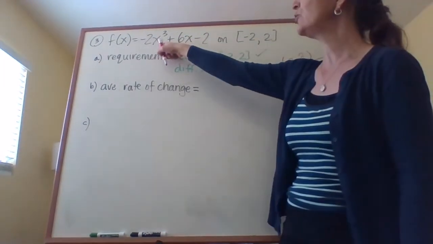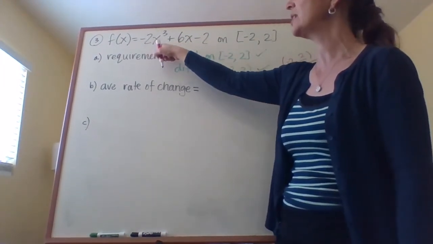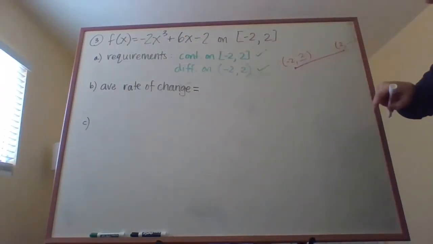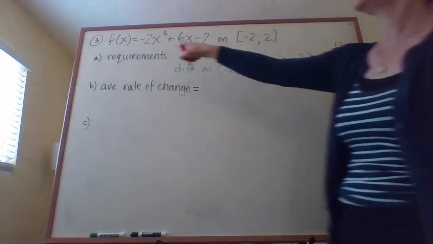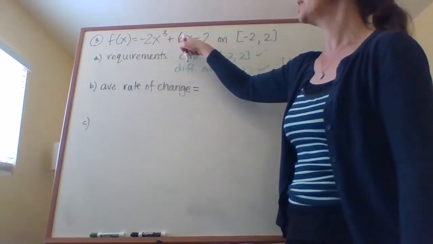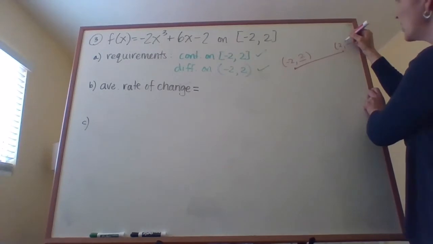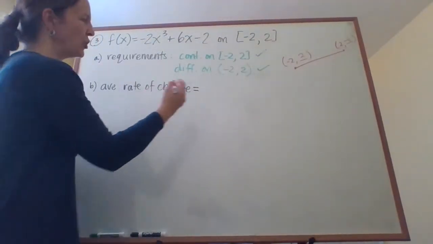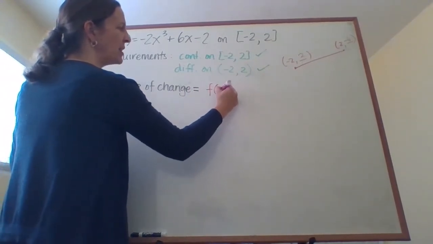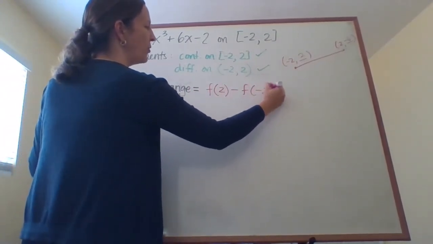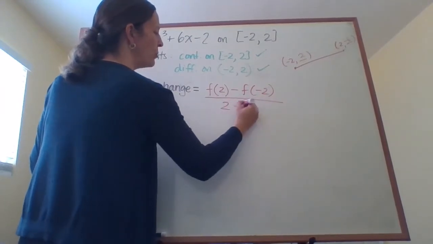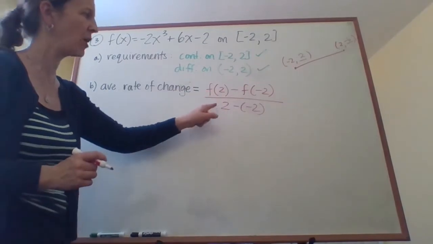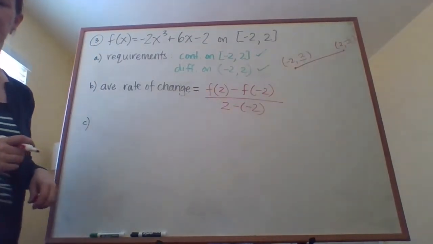If I plug negative 2 in for x here, negative 2 times negative 2 cubed plus 6 times negative 2 minus 2, I get an answer of 2. If I plug in positive 2, negative 2 times 2 cubed plus 6 times 2 minus 2, I end up with an answer of negative 6. So when I go to find the average rate of change, I am subtracting f of 2 minus f of negative 2 over 2 minus negative 2. I'm basically doing the slope formula.